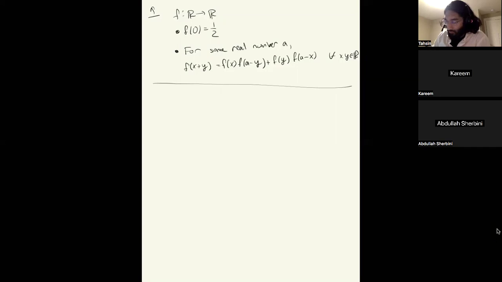I started by substituting x equals y equals 0. Good, yeah, so let's see. So first idea, let's try x equals y equals 0. That's always a good place to start. And let's see what happens. So we have, this will give us f of 0 equals 2 times f of 0 times f of a.